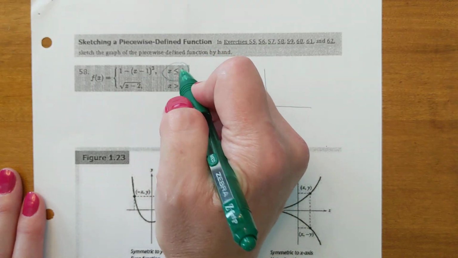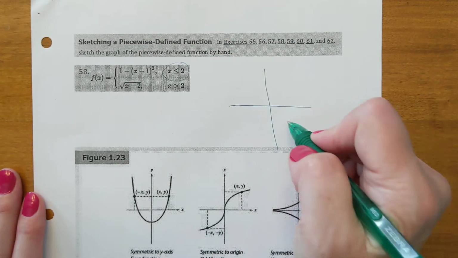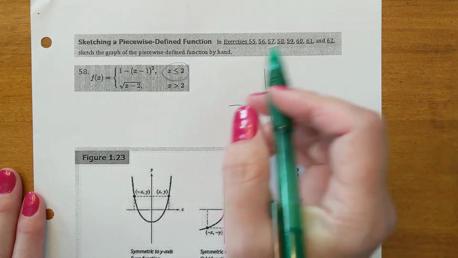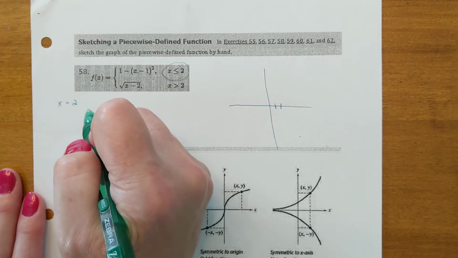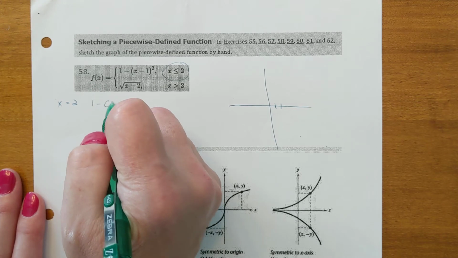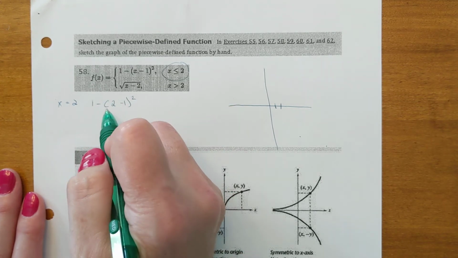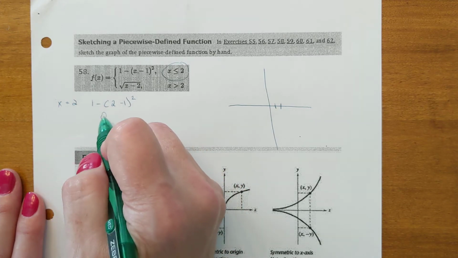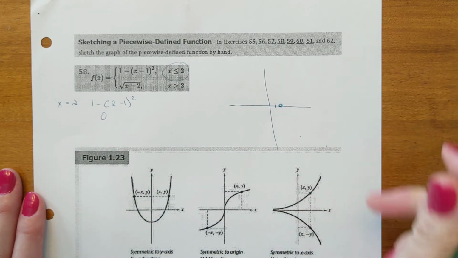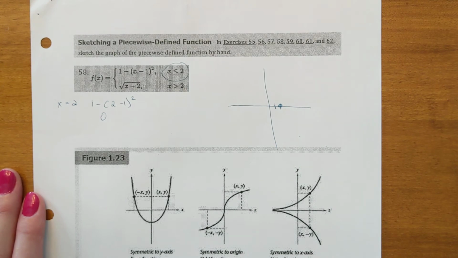When x is less than or equal to 2, that means it starts at the number 2, so I'll put a 2 in there. When x is equal to 2, I'm going to get 1 minus (2 minus 1) squared. So 1 squared is 1, so 1 minus 1 gives me 0. So at 2, it's 0. Well, you know, they said to sketch it by hand. They said we could use a calculator.